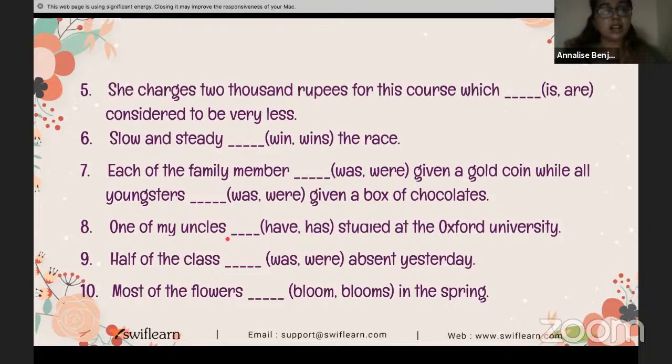One of my uncles dash studied at the Oxford University. One of my uncles has studied at the Oxford University. Right. The ninth one. Half of the class dash absent yesterday. Half of the class was absent yesterday.